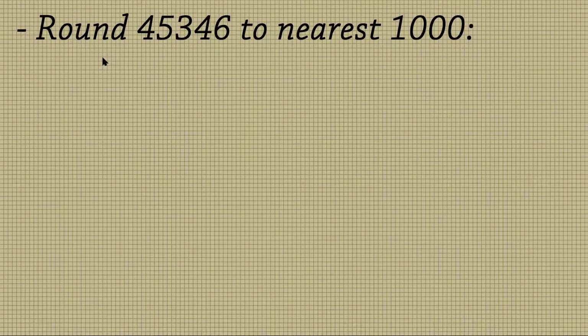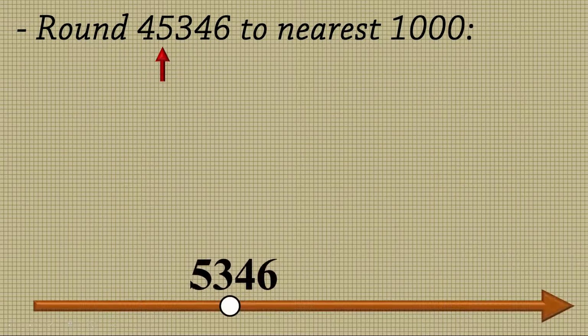The last example is this. Round 45,346 to nearest 1,000. 5 is the digit occupying my target number place of thousands. So I put it here, 5,346 on the number line.